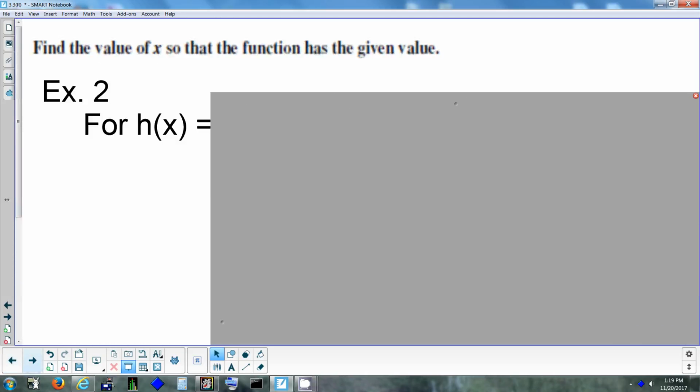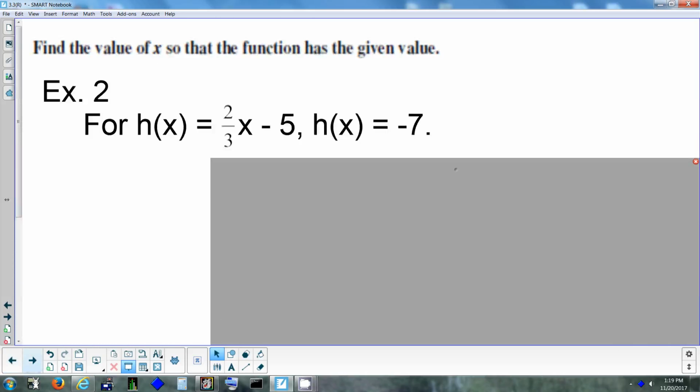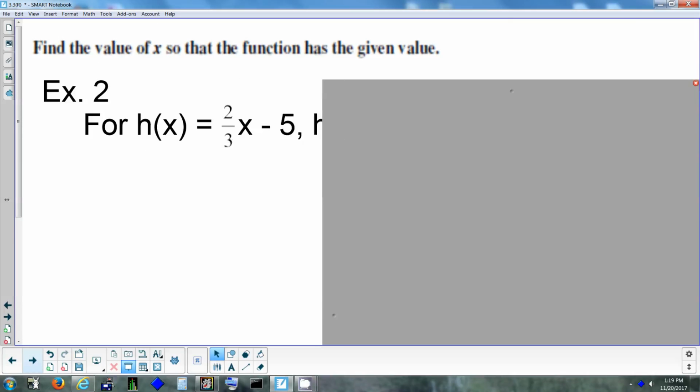H of X equals. Whatever's under that equal sign tells me what the variable is going to be. There's going to be an X. And if you look, sure enough, there's an X. So H of X equals 2/3 X minus 5. That's my equation.